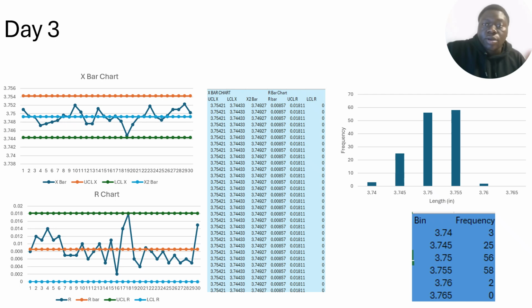And then to answer the question for day 3, day 3 looks way more stable than day 1 and day 2. The ranges are smaller and the subgroup averages stay inside the control limits from the earlier days. The histogram is really tight and centered, which shows the variation is low using the estimated sigma. Only about 0.8% of the parts would fall outside the spec limits. So day 3 is actually capable and the process is in statistical control.